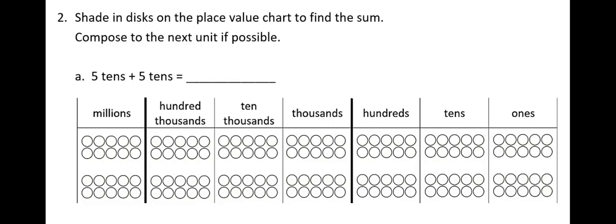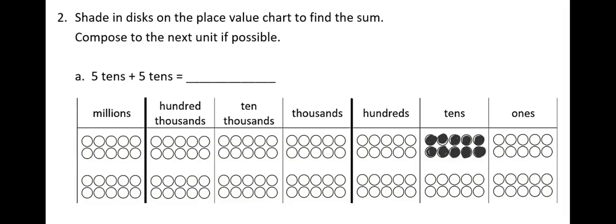In the next section, we'll show that anytime we get 10 in any place value section, we need to compose it and move it into the next highest place value. For question A, we're adding 5 tens plus 5 tens. I'm going to start by shading in both of those addends. So I look over on the tens section, I'm going to shade in 5 tens to show the first addend, and I'll shade in 5 more to show the second addend.